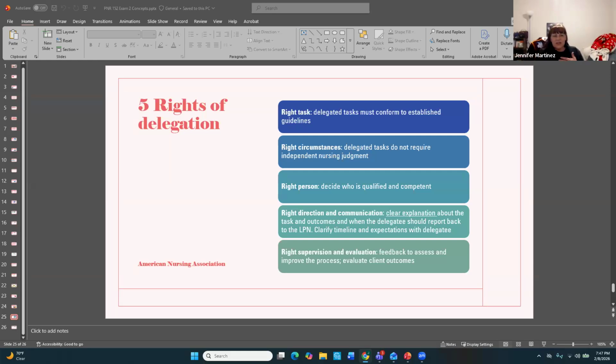The right directions and communication: a clear explanation about the task and the outcomes, and when they should report back to the nurse. So clarify timeline expectations. For example, Mrs. Jones in room 10 has an appointment at 11.